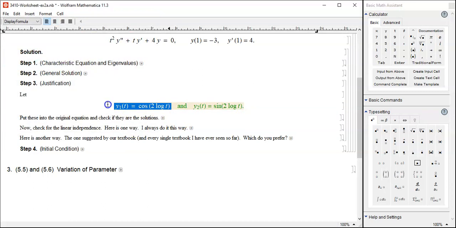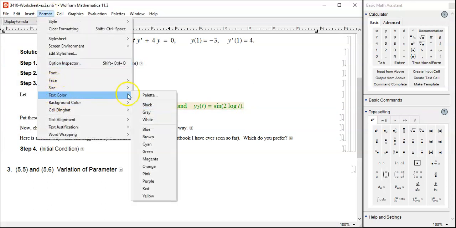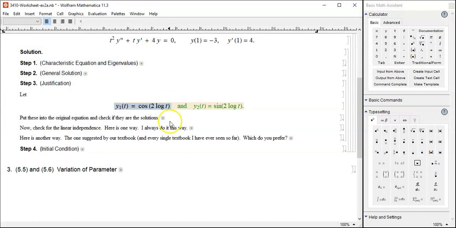Oh, wait a minute. Why am I losing color? Okay, all right.